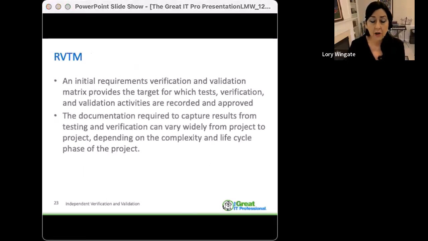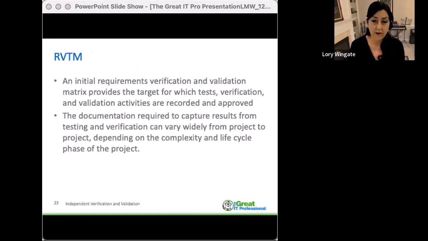So an initial requirements verification and validation matrix provides a target for which test, verification, and validation activities are recorded and approved, including sign off by the customer when the verification and the validation happens. The documentation required to capture results from testing and verification can vary widely from project to project, depending on the complexity and the life cycle phase of the project.